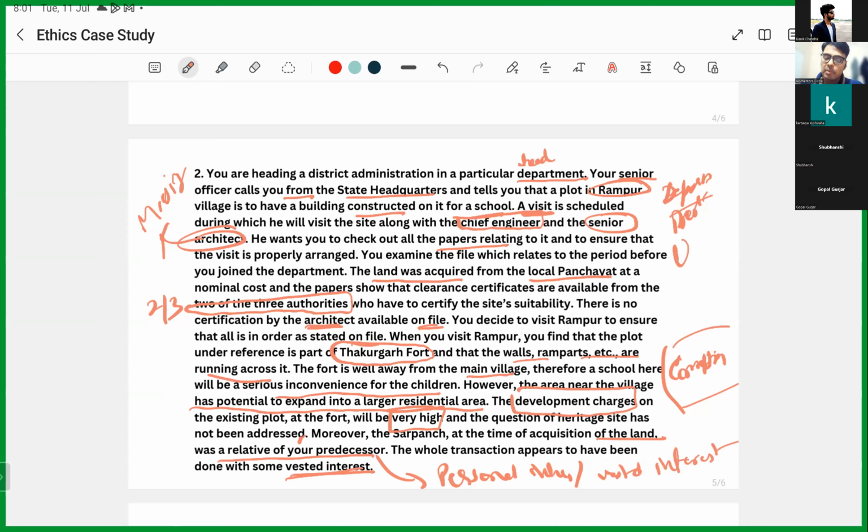Now can anyone tell me what is the vested interest of the chief engineer? Vested interest can be positive as well, yaar. For example, sense of satisfaction. Again, an ethical word.